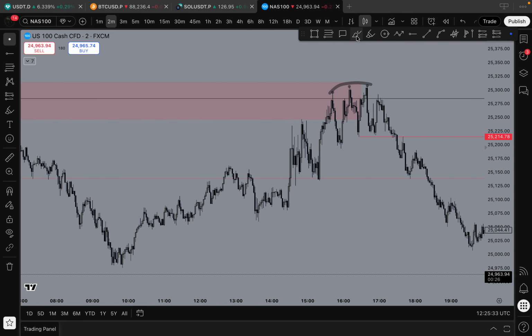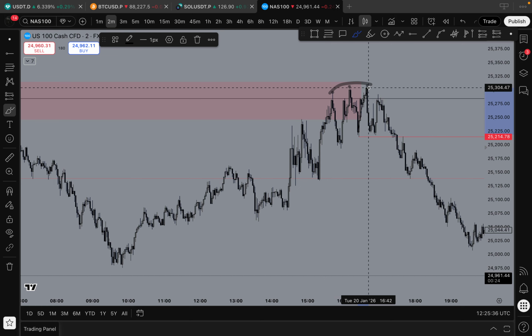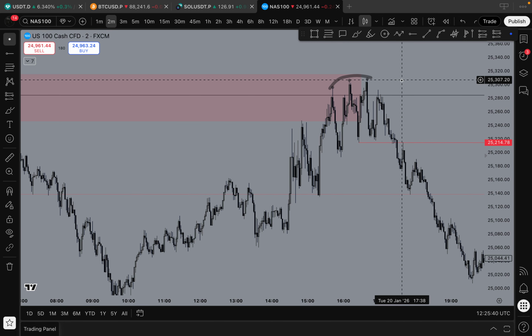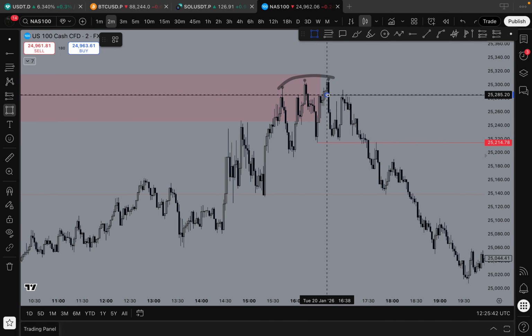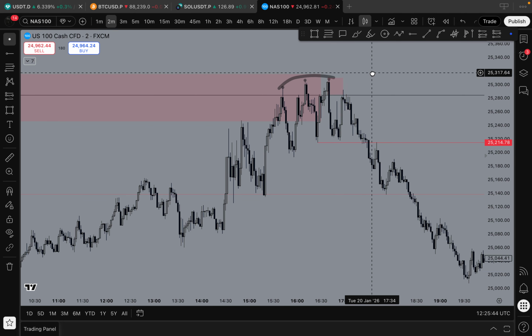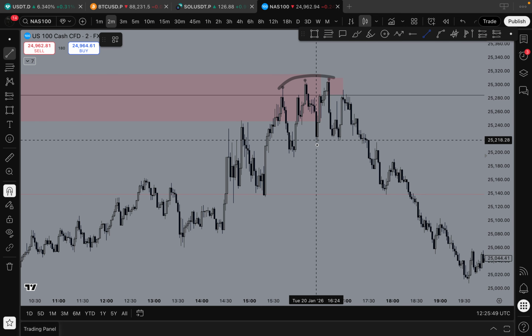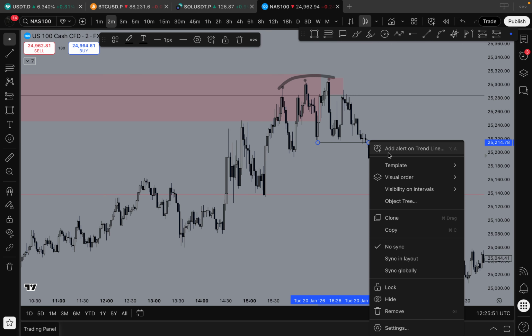But you see that this was your last low before that high. Then here you came back for supply, even an extreme supply mitigation right here. And then here you broke structure back to bearish.